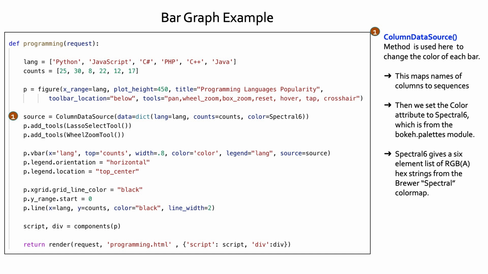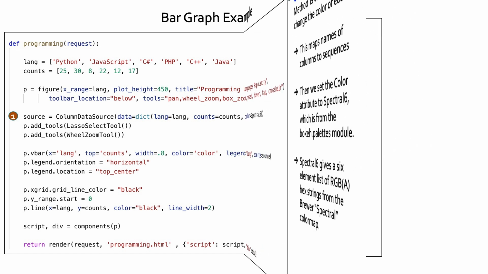So now I have a random line that kind of traces the heights, the values of these different bars. So you're going to see that. That's where this whole next block is all about, a black line with a line width of 2. You'll see all that in a minute. We have our usual components method, and then we use our render method through Django. Let's see what it looks like.